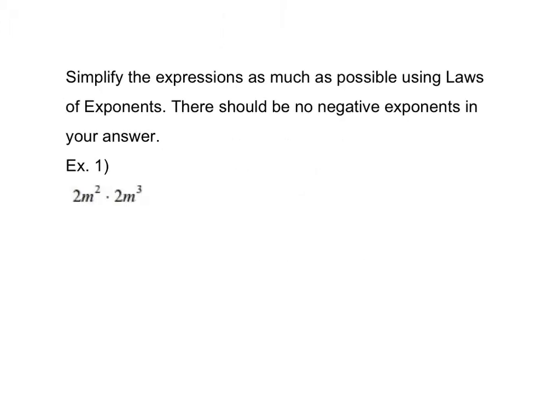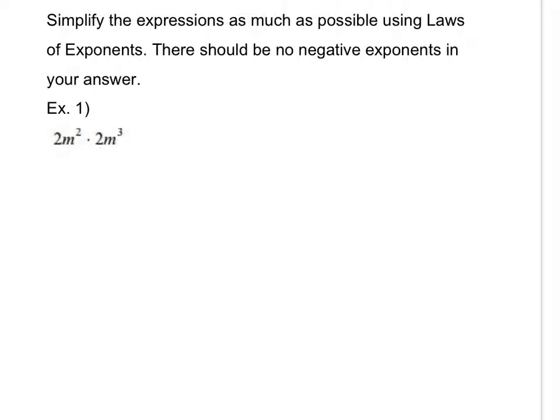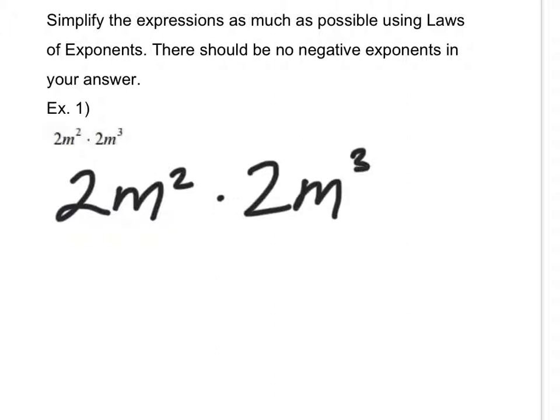So, what we have to do in all of these problems, we have to simplify the expressions as much as possible using the laws of exponents. There should be no negative exponents in your answer. Okay, so what we always do, when we do a problem like this, I'm going to write it out. 2m squared, with the dot for multiplication, times 2m cubed.